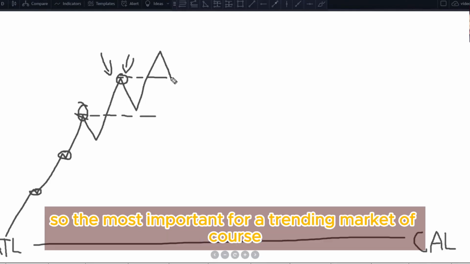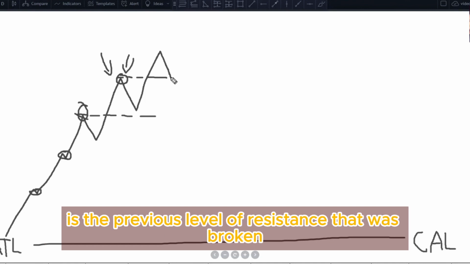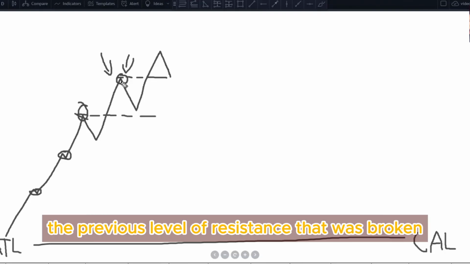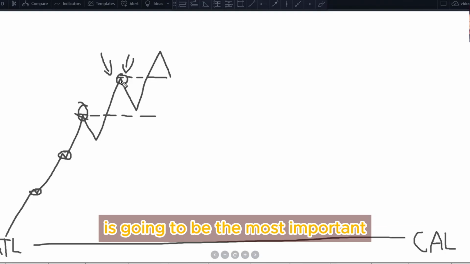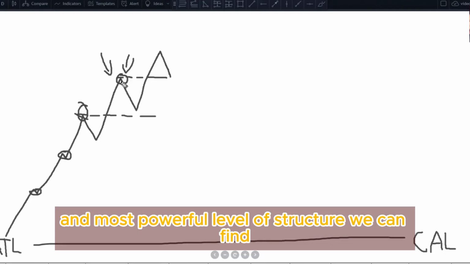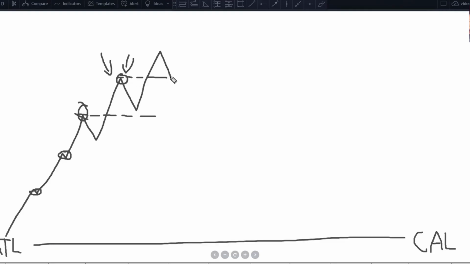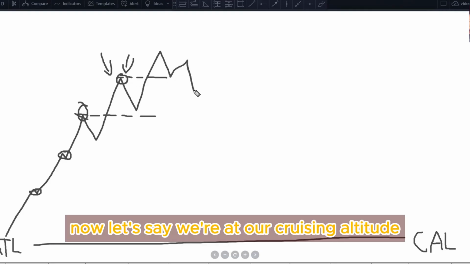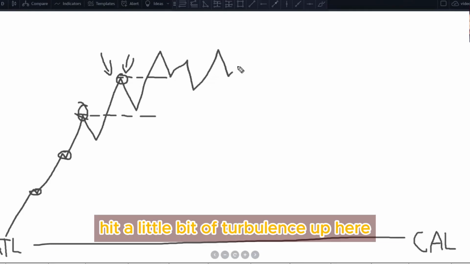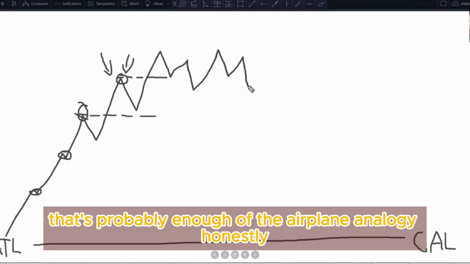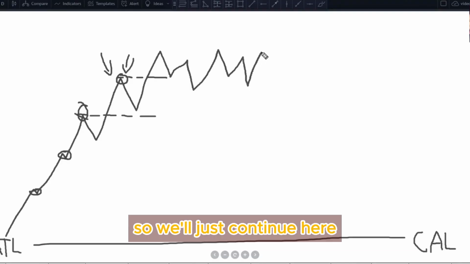So, the most important for a trending market, of course, is the previous level of resistance that was broken. Let's say we have an uptrend. The previous level of resistance that was broken is going to be the most important and most powerful level of structure we can find. Now, let's say we're at our cruising altitude, hit a little bit of turbulence up here. That's probably enough of the airplane analogy, honestly, so we'll just continue here.